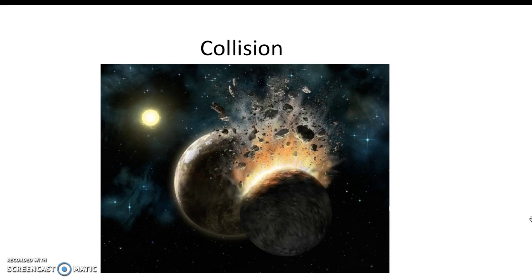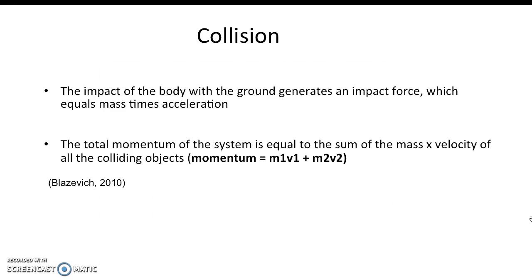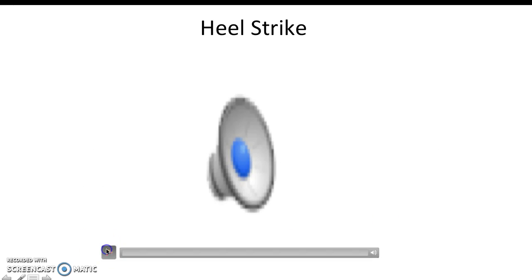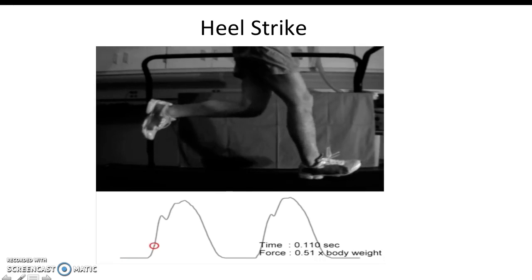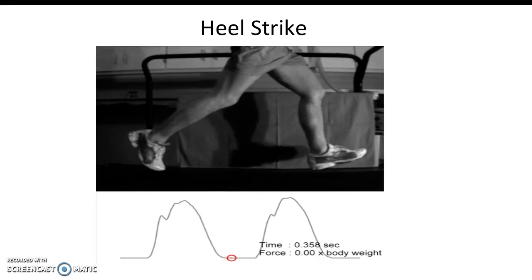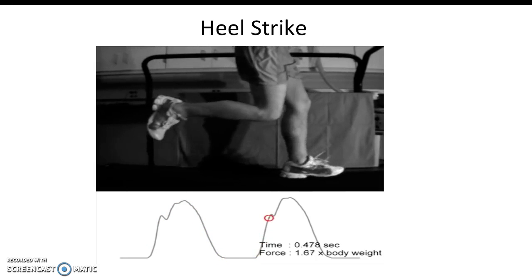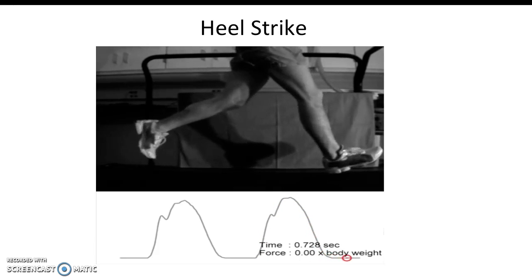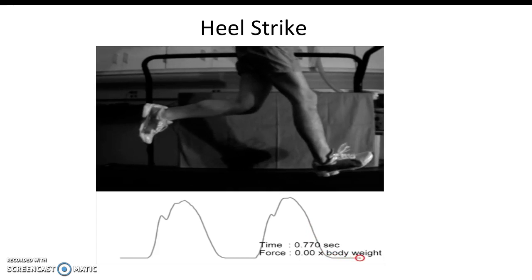Let's consider what occurs when the runner's foot collides with the ground. In a collision, the total momentum of the system is equal to the sum of the mass times velocity of all the colliding objects. In heel striking, the collision of the heel with the ground generates a significant impact transient, a nearly instantaneous large force that sends a shock through the body, about 1.5 to as much as 3 times your body weight within 50 milliseconds of striking the ground.